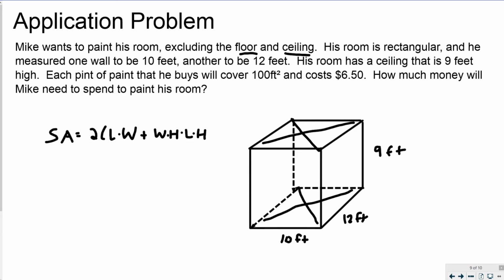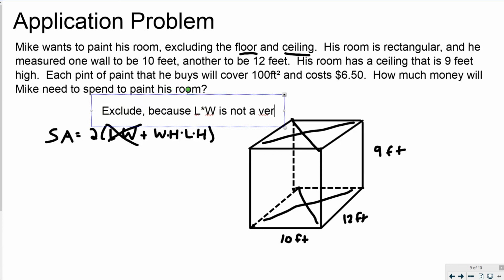So we are going to exclude anything that doesn't include the height, because Mike is not going to paint any of the flat surfaces. He's not painting the horizontal surfaces, he's painting the vertical surfaces. In order to be a vertical surface, you need to have height. So we are going to exclude this part here, because length times width is not a vertical face. And it needs to be a vertical face in order to be involved in painting a wall.